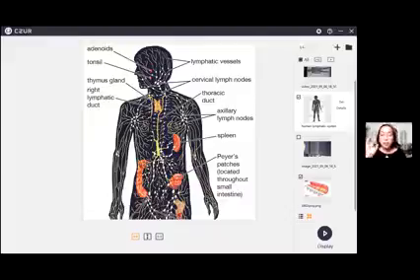Why? Because if there are bacteria or viruses in your system, in your blood, what will happen? The lymph will produce more white blood cells, the ones that fight off the bacteria. That's why your lymph nodes will enlarge. That is one manifestation that you have an infection. So let me show you this.